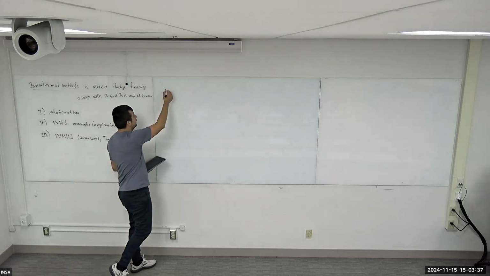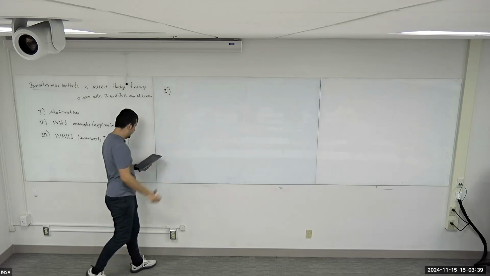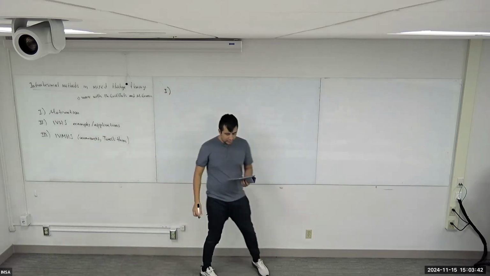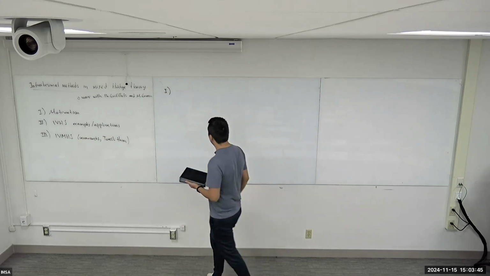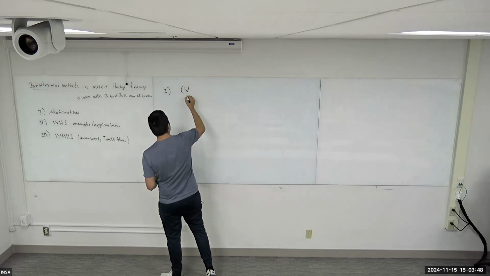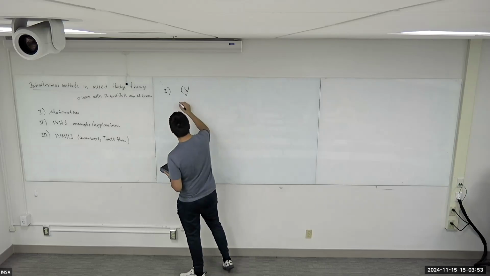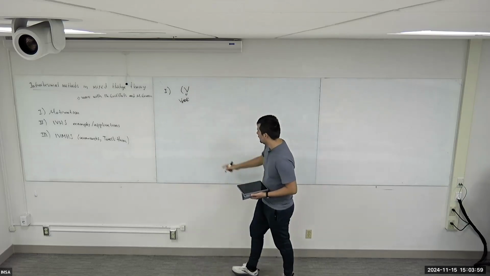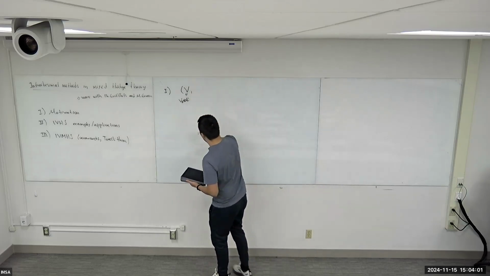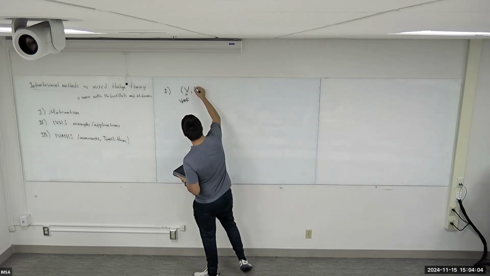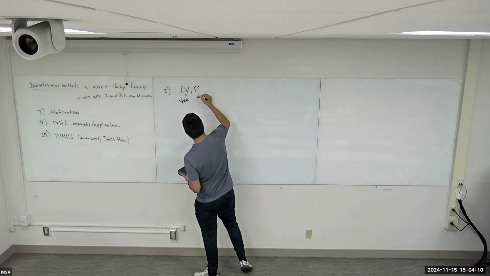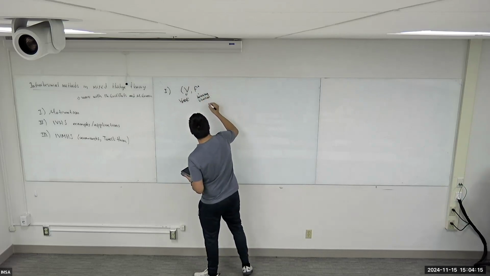So let me start with one. Let me recall the definition of a Hodge structure. Just to fix the notation, I will consider V a finite dimensional vector space that I will sometimes use with the integral structure, that it should come from a lattice. And I will consider this with a decreasing filtration that is called the Hodge filtration.